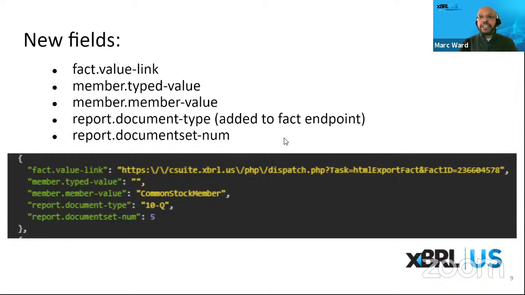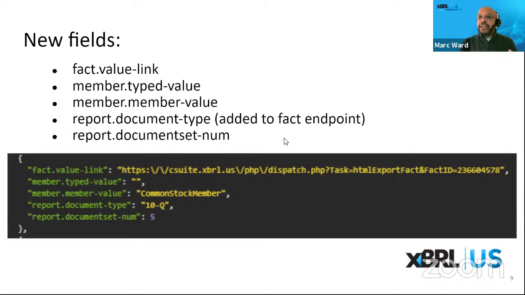The next one is member typed value, and that is basically the value of a member if it's within a typed dimension. Sometimes it's hard to tell if a value would be in a typed dimension or an explicit dimension, and that's where member value comes in. It will always show it no matter which type of dimension it is. So that takes a little workload off of you.